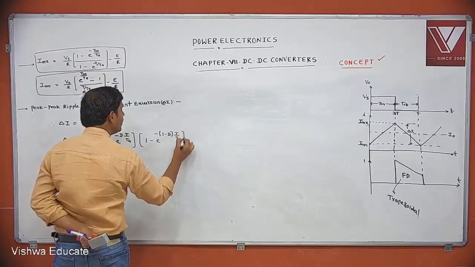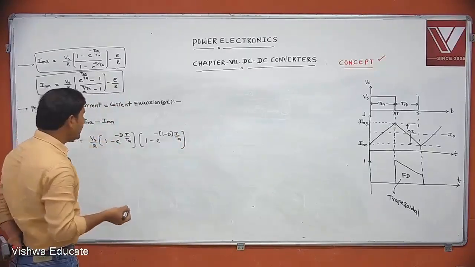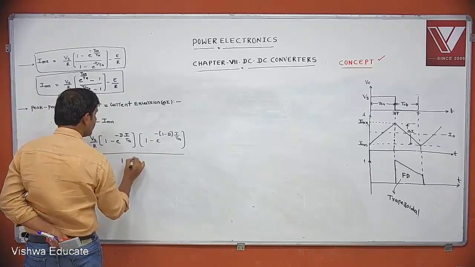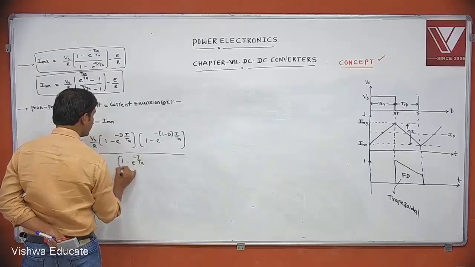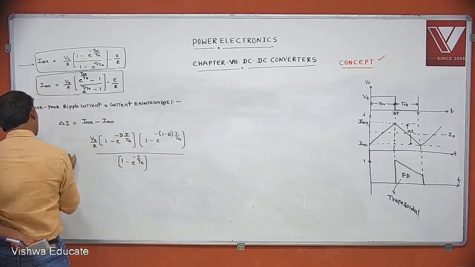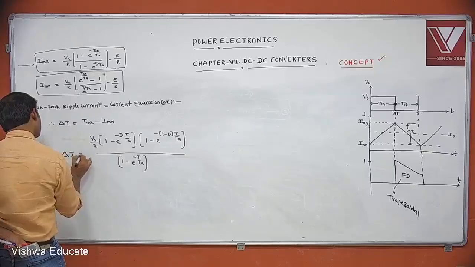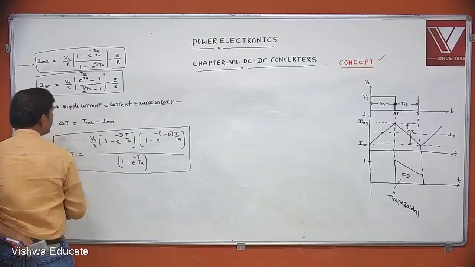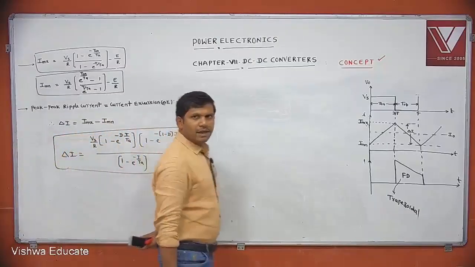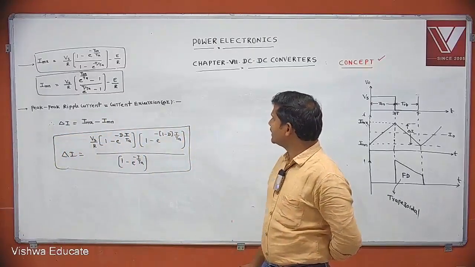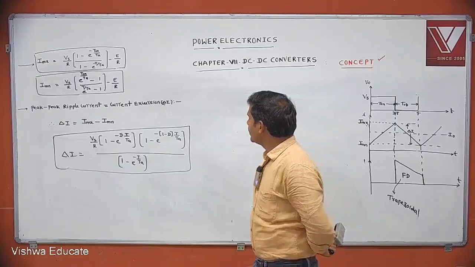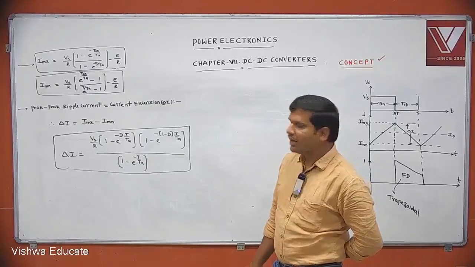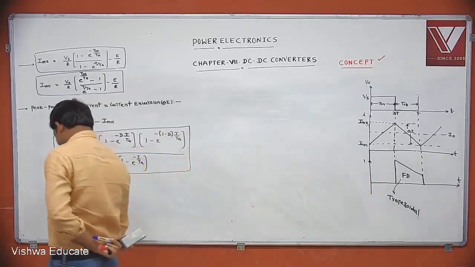By simplifying and writing T on by T equal to D, where D is the duty cycle, over 1 minus e power minus T by TA. This is the expression for peak to peak ripple current, delta I. For an RLE load, the peak to peak ripple current delta I equals Vs by R into 1 minus e power minus d into T by TA, into 1 minus e power minus of 1 minus d into T by TA, divided by 1 minus e power minus T by TA. This is the peak to peak ripple current.